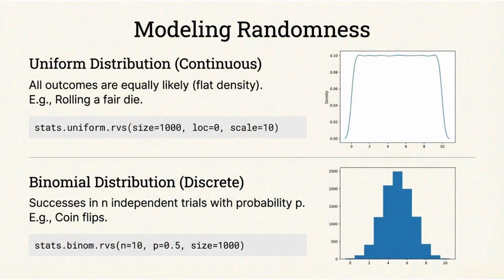Real-world data often involves randomness. Probability distributions help us model this randomness. The uniform distribution assumes all outcomes are equally likely. An example is rolling a fair die. The graph looks flat because no value is preferred. The binomial distribution deals with discrete outcomes. It models the number of successes in fixed trials like coin tosses. These distributions help us simulate real-world uncertainty using Python.